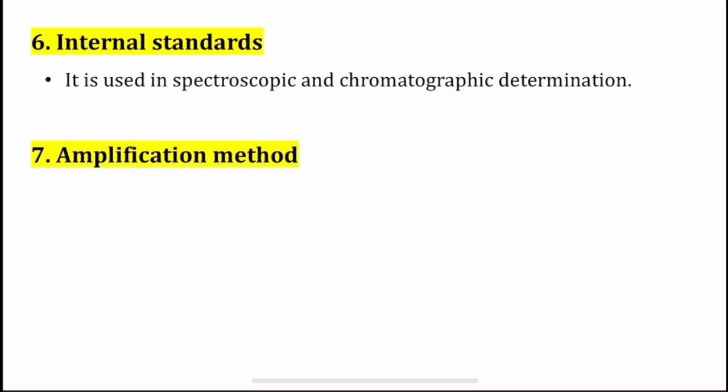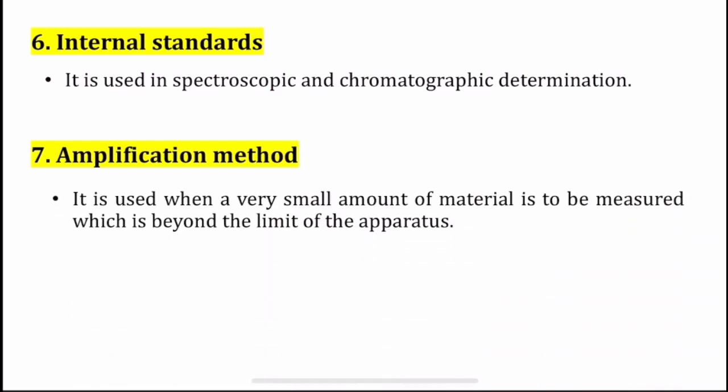Next method is amplification method. Amplification methods involve enhancing the signal of the analyte to improve detection sensitivity and accuracy. Techniques such as preconcentration, derivatization, or signal enhancement through chemical reaction can amplify the signal of the analyte. Amplification methods enable the accurate quantification of low concentrations of analytes that may be near the detection limit of the analytical method.